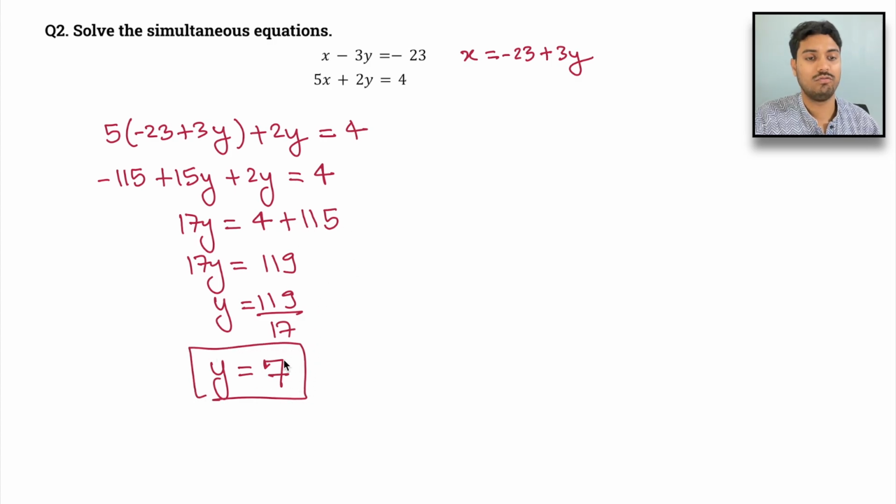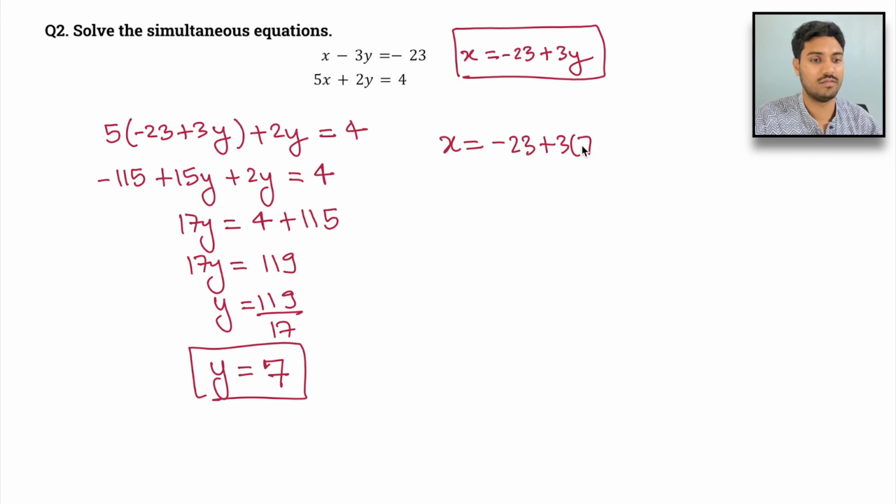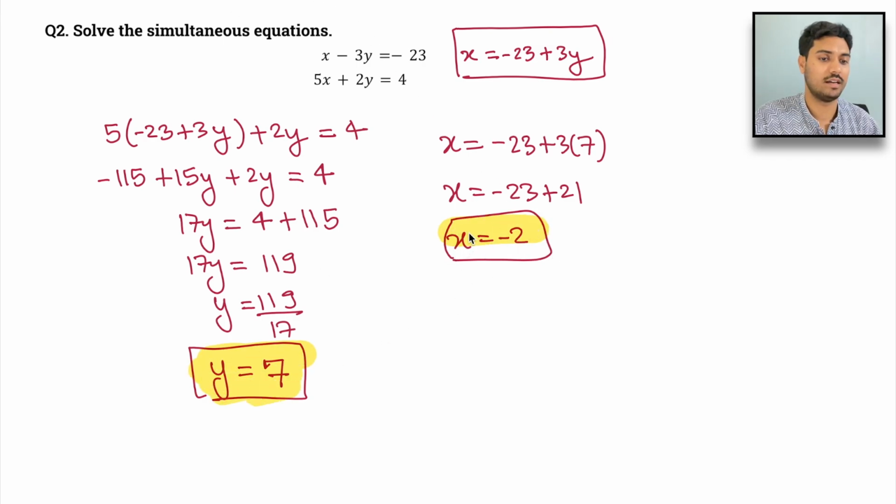Once you get the value of y, you substitute the value of y in this equation so that you get the value of x. So x equals minus 23 plus 3 times 7. So x equals minus 23 plus 21. So x equals negative 2. And this is the value of x and y. y is 7 and x is negative 2.